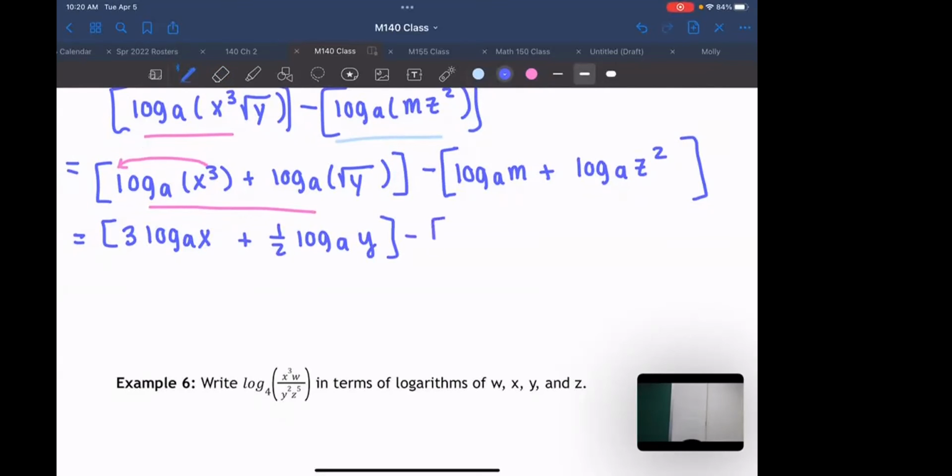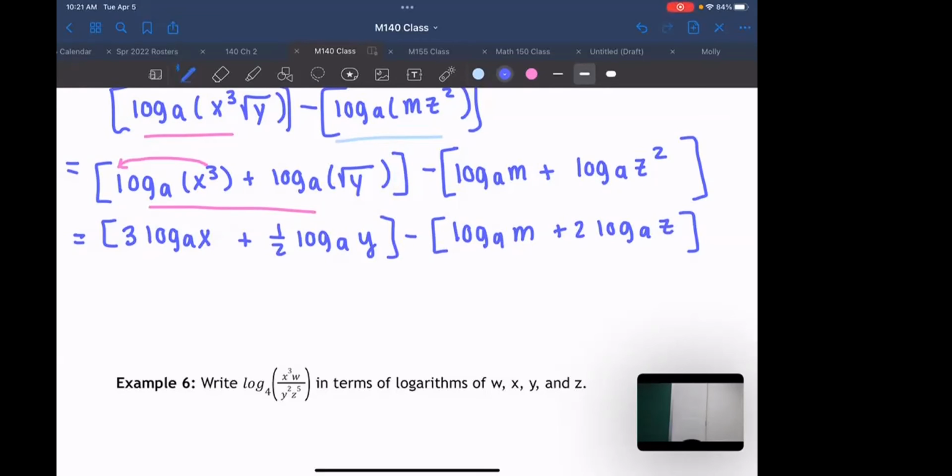Working with the right-hand side, we can do the same thing. We can move that 2 up to the front of the log z. So log base A of m plus 2 log base A of z. Phew. Okay. We've simplified everything into logs of just 1 letter. But there is one more thing we can do to simplify this expression. Does anyone see it?